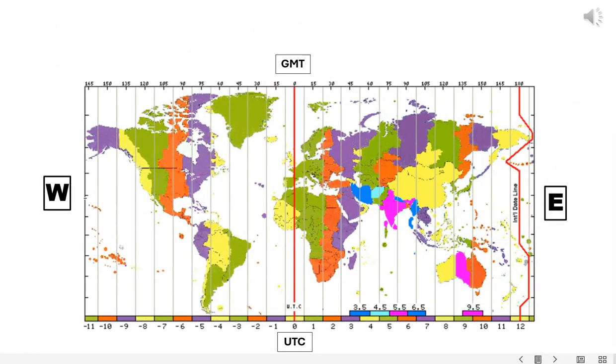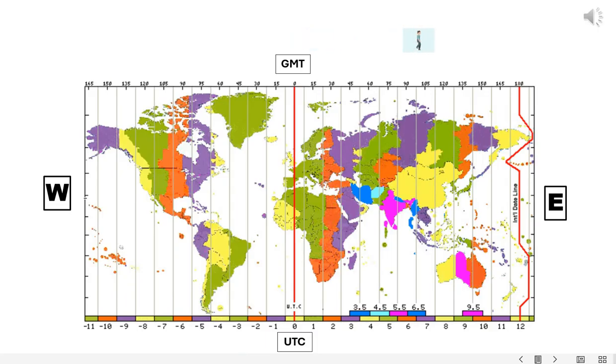This picture is a world time zone map. It shows how the Earth is divided into 24 time zones, each generally covering 15 degrees of longitude, and how local time changes as you move east or west from the prime meridian, 0 degrees longitude.